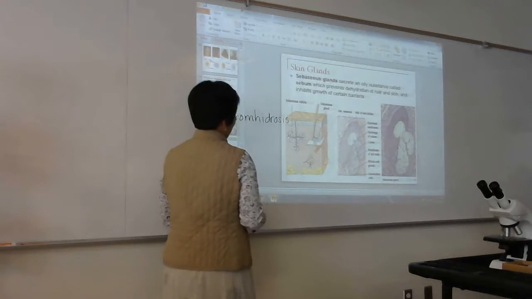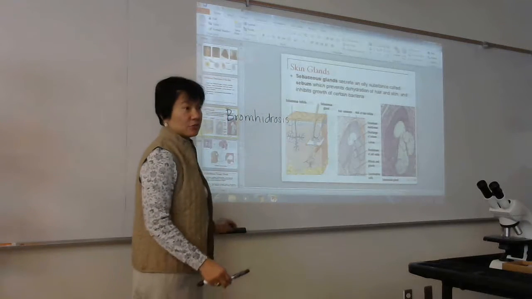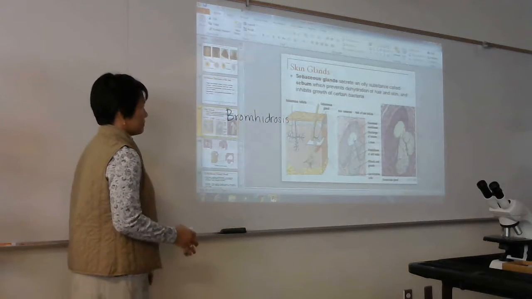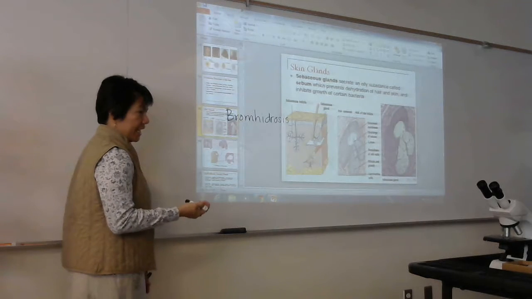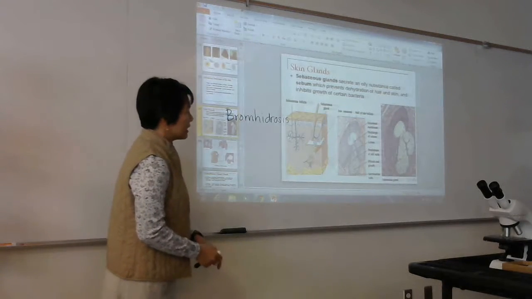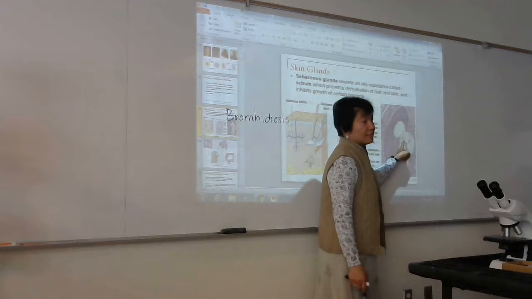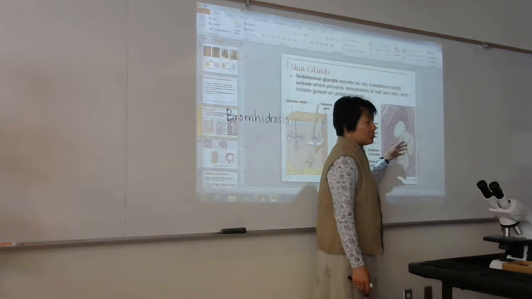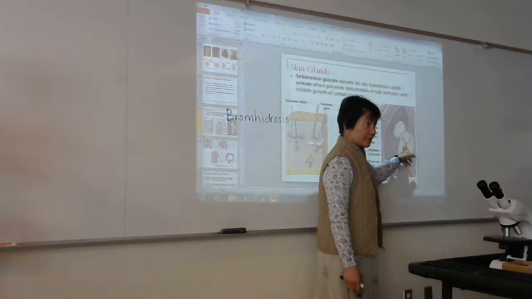Now let's look at our sebaceous glands. Bromhidrosis. Sebaceous gland: anywhere there's hair, you will find sebaceous gland. And look at the magnified view of your sebaceous gland. Doesn't it look like oil, right? Because that is what sebaceous glands make. They make sebum, which is oil.